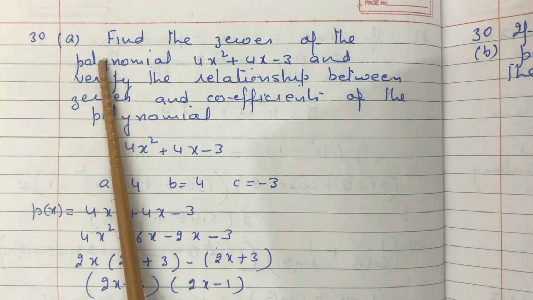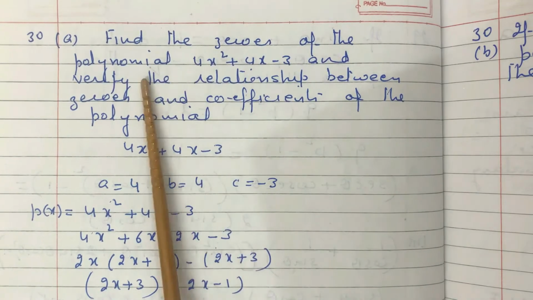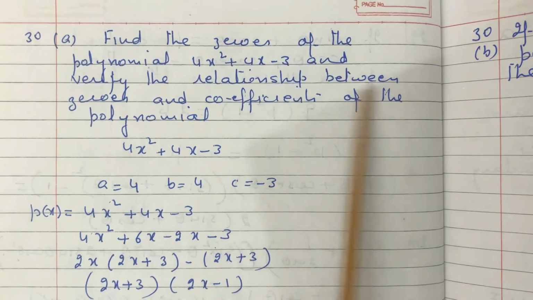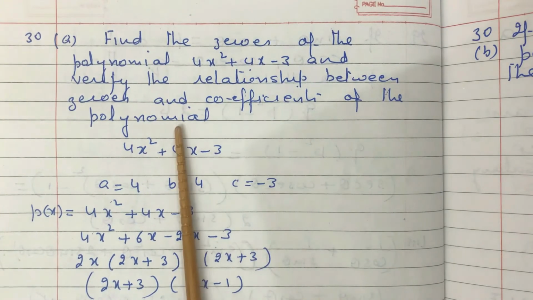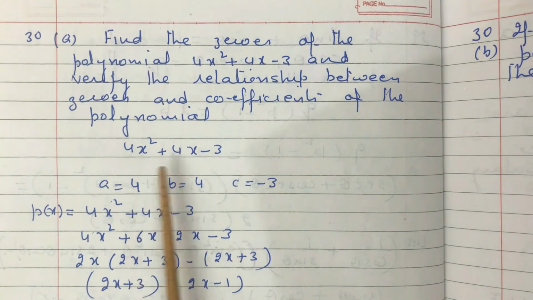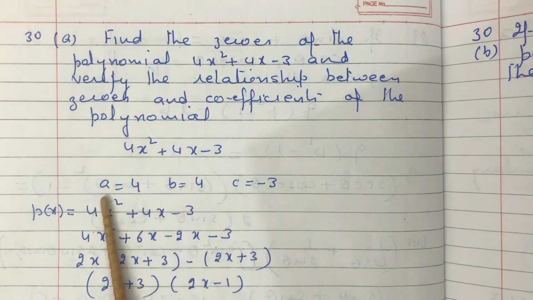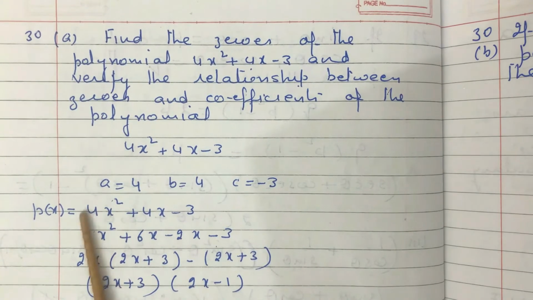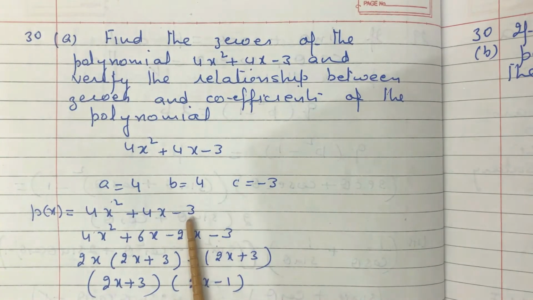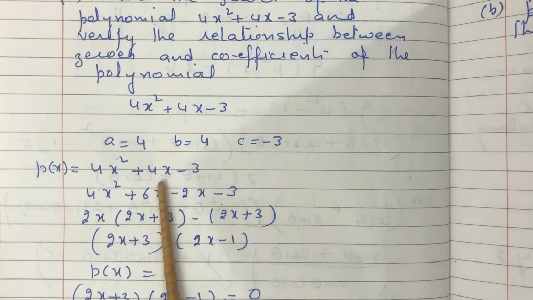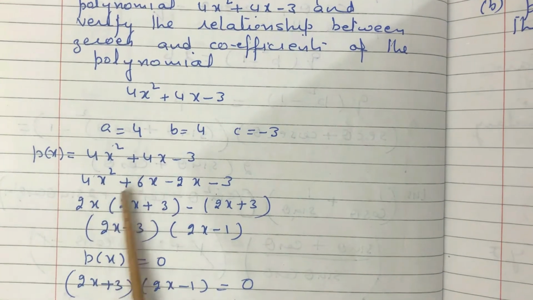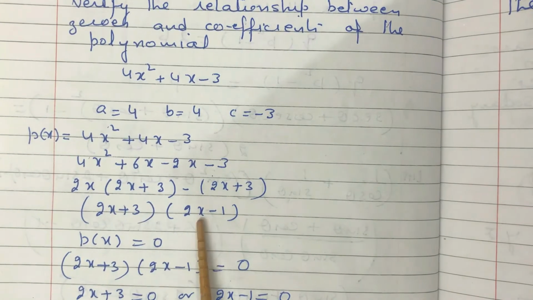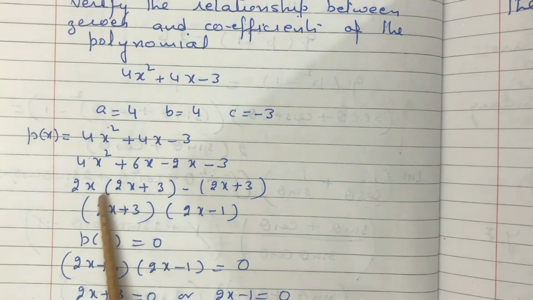Now 30th question, A part. Find the zeros of the polynomial 4x squared plus 4x minus 3 and verify the relationship between zeros and coefficients of the polynomial. Now this is the polynomial 4x square plus 4x minus 3. Here a is 4, b is 4, c is minus 3. Now I am going to find the zeros of this polynomial. For the zeros of the polynomial, split the middle term and you will get 4x square plus 6x minus 2x minus 3, and you will get 2x plus 3, 2x minus 1 as their factors.